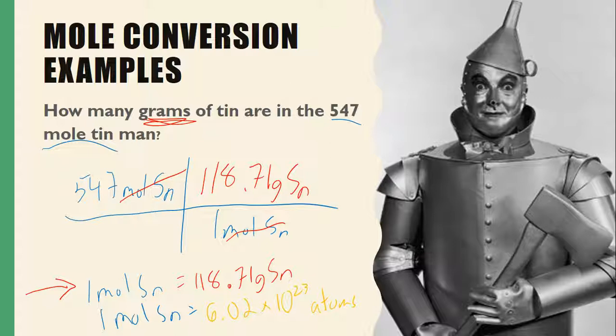And then if I do 547 times 118.71, we get 64,934 grams. Which needs to be 3 significant digits. So you can do 6.49 times 10 to the 4. That's a nice way to do it. Or you can just do 64900 grams. Either one of those works.